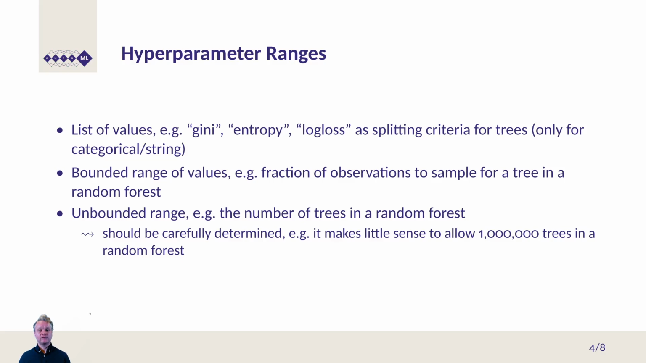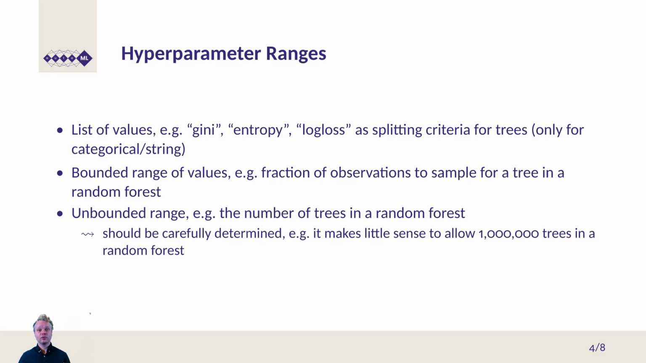And we can also have unbounded ranges. For example, the number of trees in a random forest, which is unbounded towards one side, because we can, at least in theory, make this as large as we want. Now, of course, you do want to determine these carefully in practice. For example, it doesn't really make any sense to train a random forest with 1 million trees in it, because if at all you're observing an increase in predictive accuracy, then it's going to be very marginal and it will take a really long time to train these.